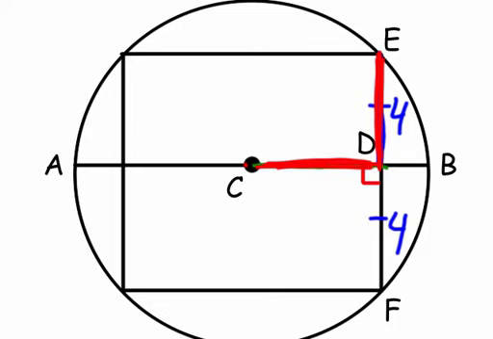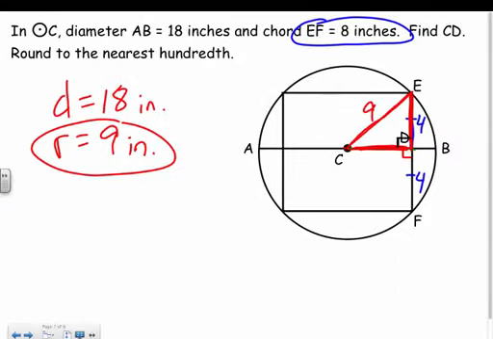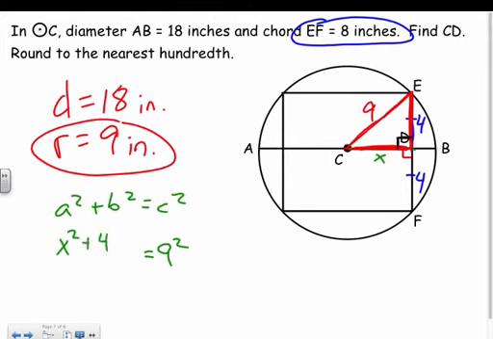Well, what happens if I make a right triangle right here and connect C to E? Do I know what that distance is? Yeah, it's the radius. I know that's 9 inches. And I just made myself a right triangle. Well, if I know two sides of a right triangle, I can always find the third side. So let's just call this guy x. If I want to find x, I can use the Pythagorean theorem, right? A squared plus b squared equals c squared. And in this case, we know the c is 9 because that's the hypotenuse. And so we got x squared plus 4 squared equal to 9 squared.